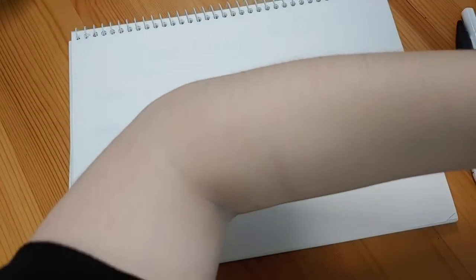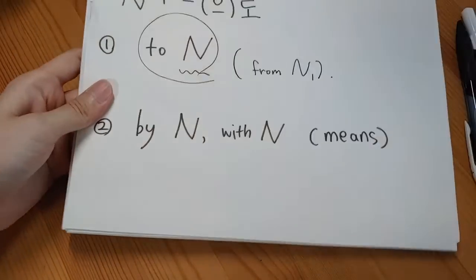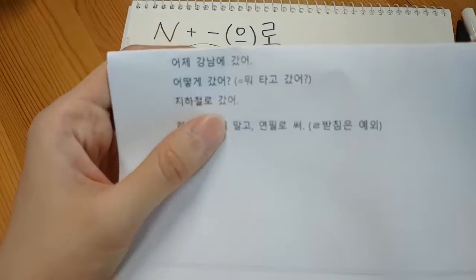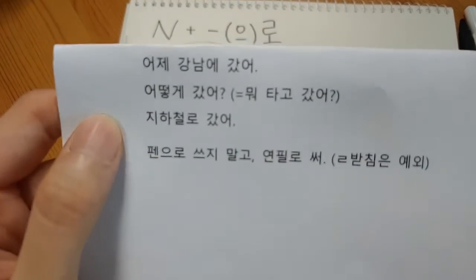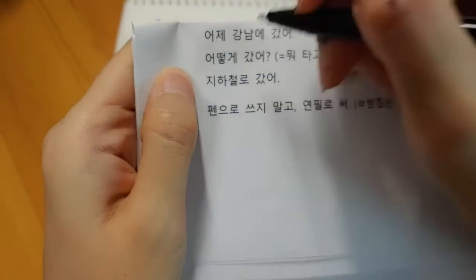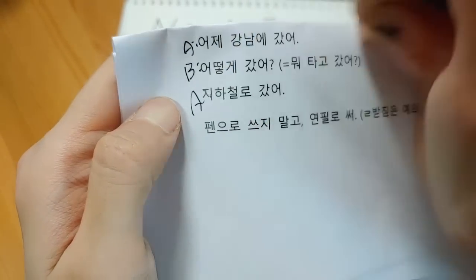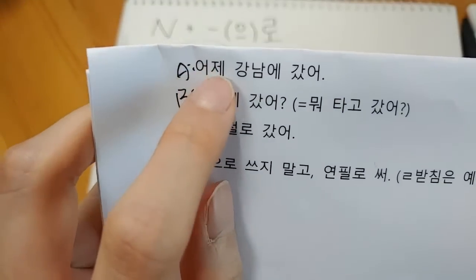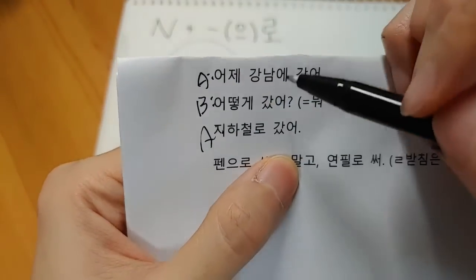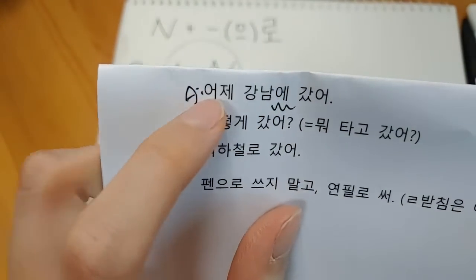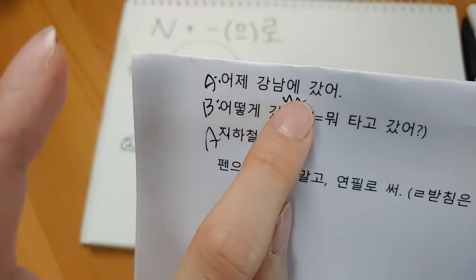So when you say noun 로, it could mean a means of transportation or a means of certain action. So let's look at these example sentences. Oh, so this is a dialogue. A, B, A. So A asks, 어제 강남에 갔어. We all know what this particle does in this sentence, right? Yesterday, I went to Gangnam.